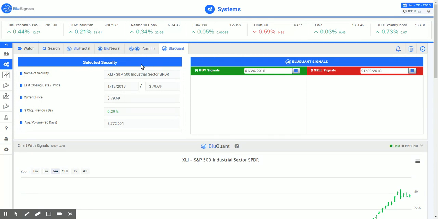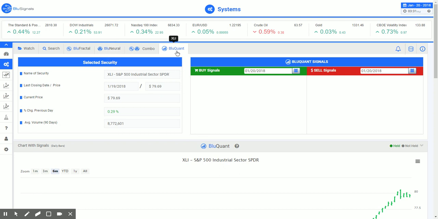BluQuant represents a combination of our BluFractal system and our BluNeural system. In our other system videos, we have stressed the importance and the relevance of using these two systems together. One for directional trend, the other for entry and exit points specific to the security you've selected.